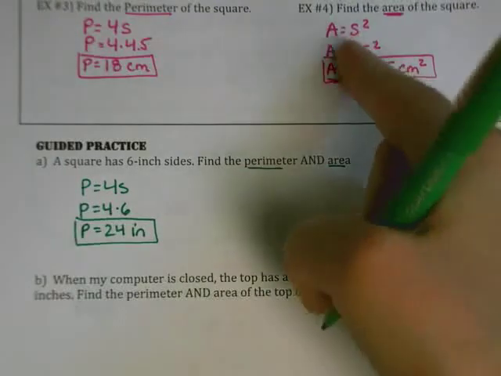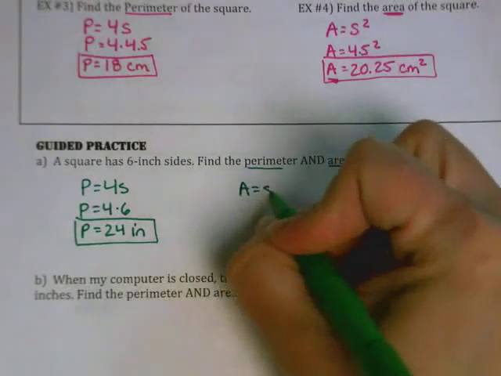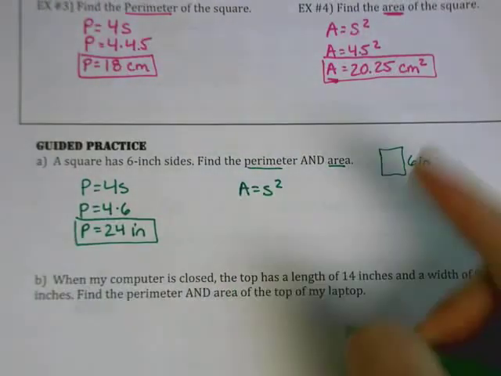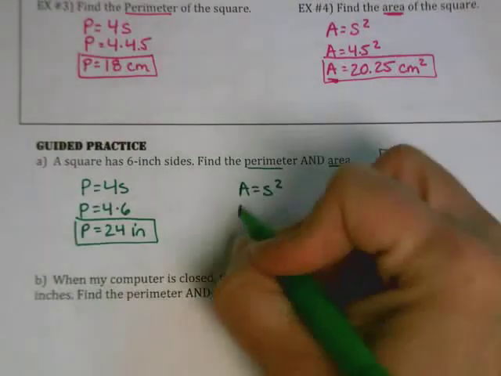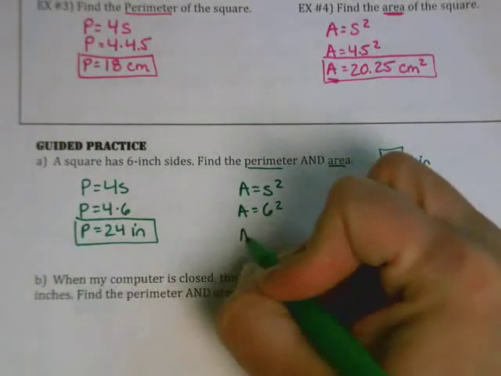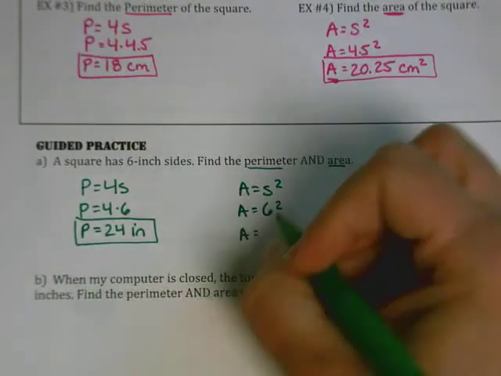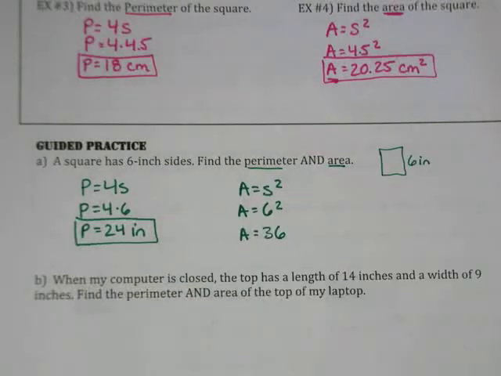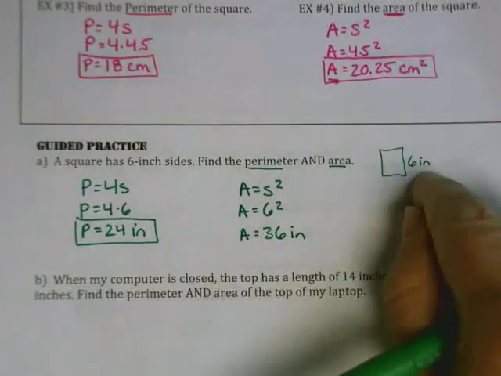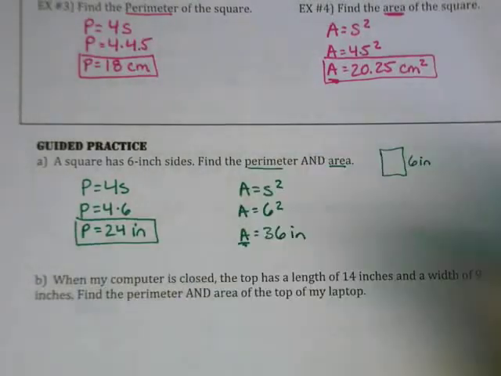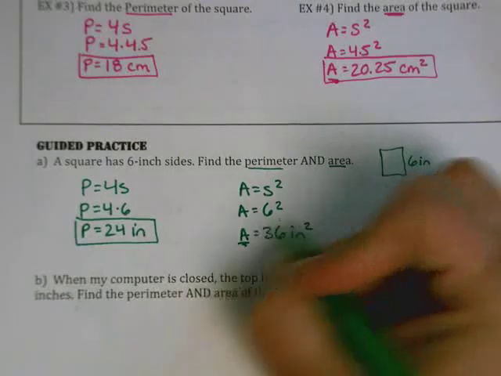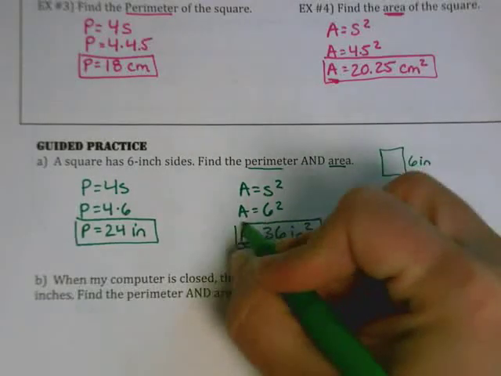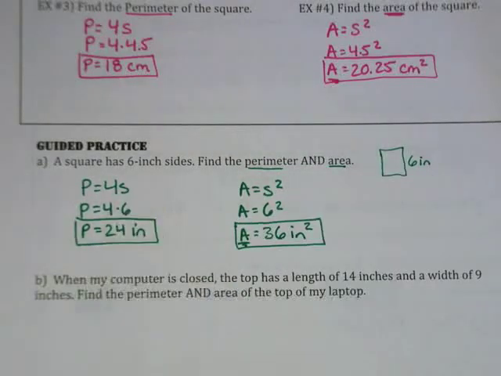The area is S squared. Side times side, side squared. So when we plug in 6 for S, 6 squared, and 6 squared is not 12, not 6 times 2, it's 6 times 6, which is 36. And we've got inches, except anytime you have area, it's not just inches, it's inches squared, or square inches. So that is perimeter and area of a square.